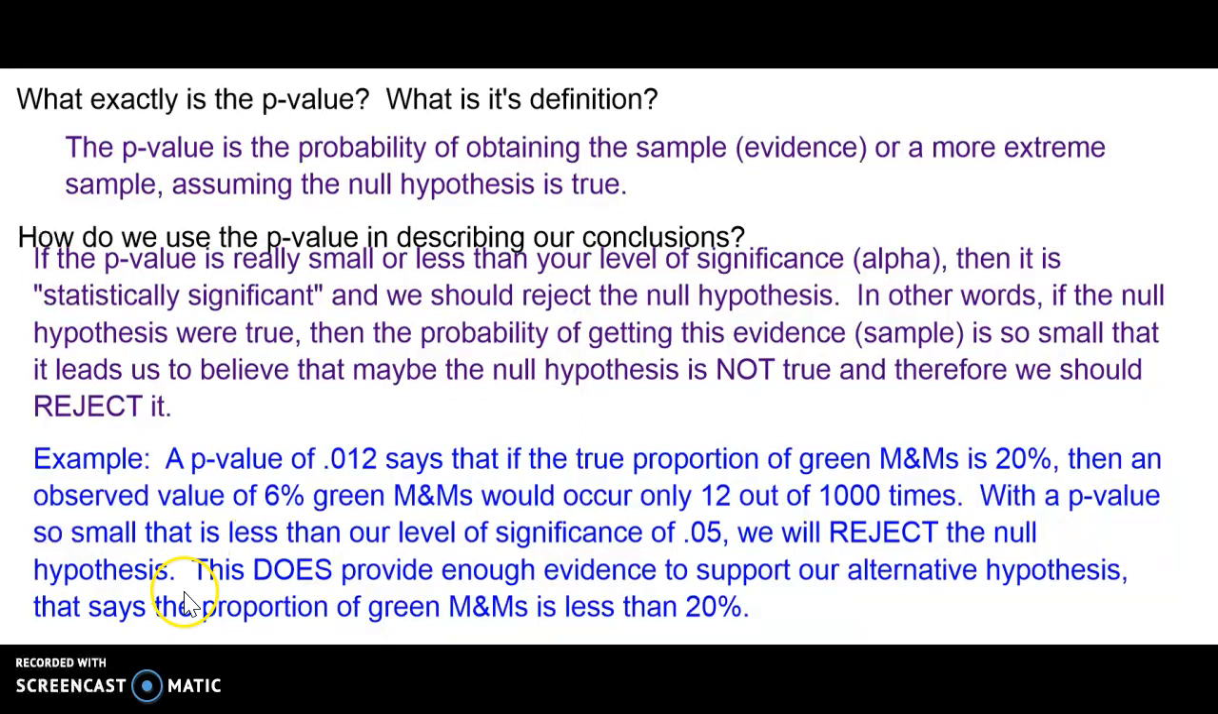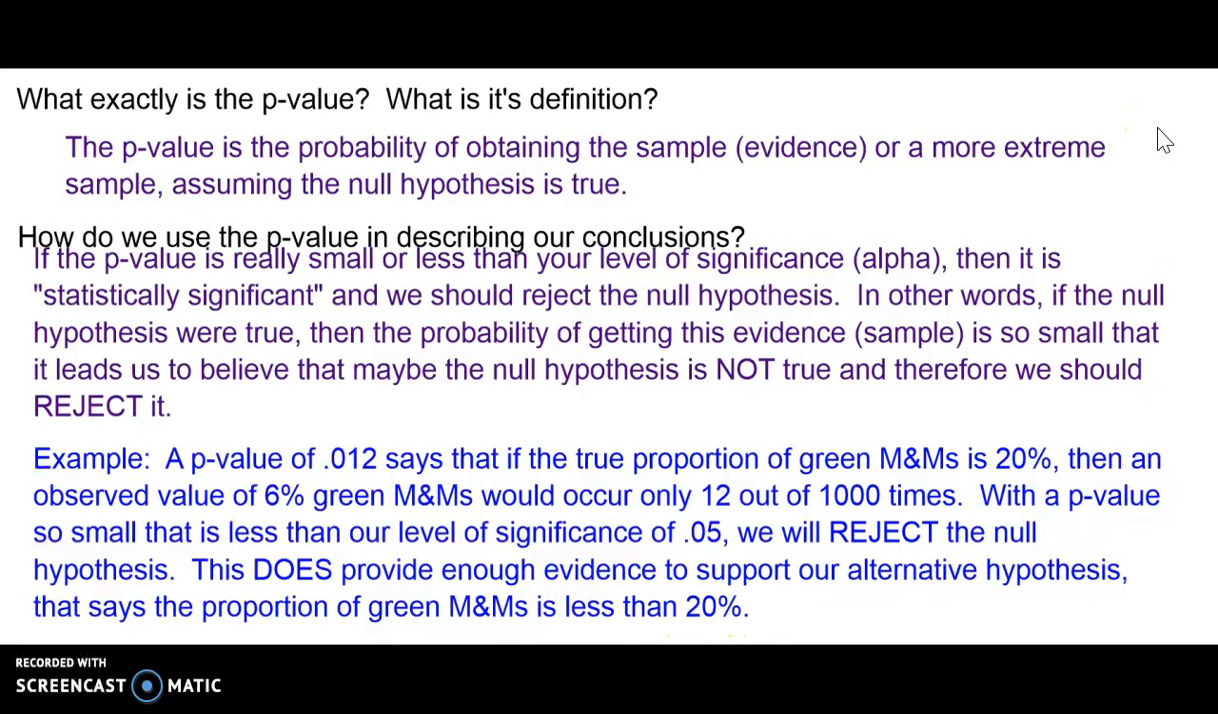Then I go on to talk about the alternative. If I'm going to reject the null hypothesis, then I do have evidence to support the alternative. And that's why I end this by saying this does provide enough evidence to support our alternative hypothesis, which says that the proportion of green M&Ms is less than 20%.